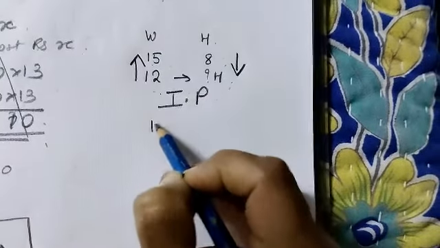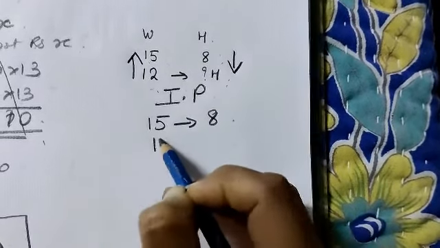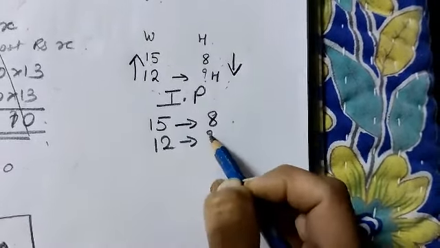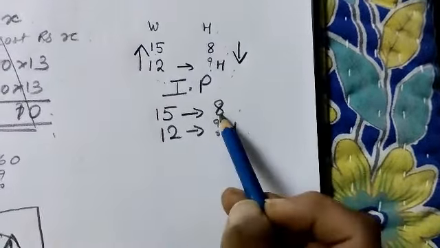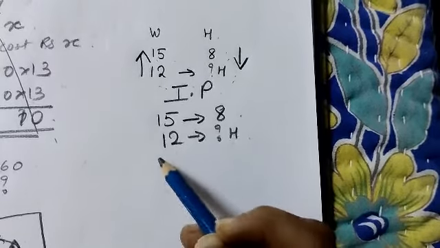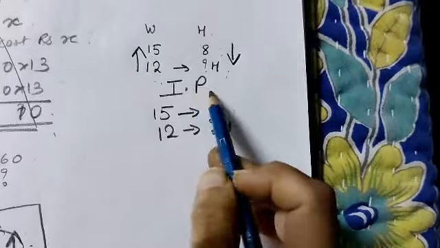How will we write it? 15 workers take 8 hours. 12 workers will take how many hours? Correct? What did we do in direct proportion? We divided 15 by 8. But not in inverse proportion.